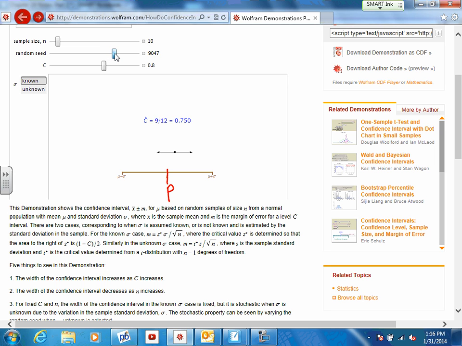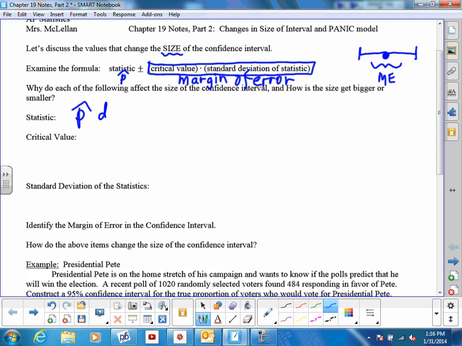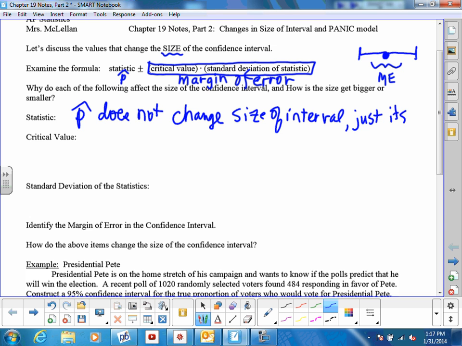These are good. But that's a sample that you got that does not contain the true answer. Okay. All right, so that's the statistics. So we got this going on. Right down there, the p-hat does not actually change the size of the interval, it changes the location of it. Okay? So here we go. P-hat does not change the size of the interval, just its location.